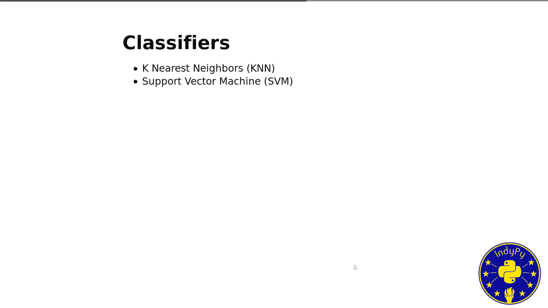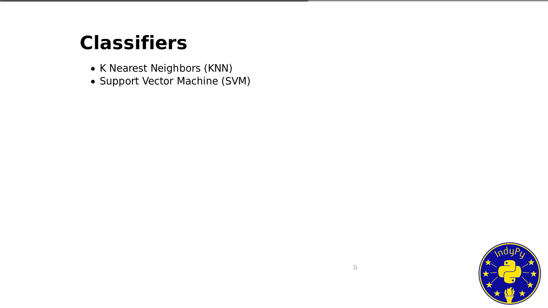So now we have our training, validation, and testing data. We have our features. We have our labels. Let's talk about how we train some classifiers. We're going to look at two main types, k-nearest neighbors and support vector machines. They're two pretty common ones that you're likely to see, and they're both pretty useful.